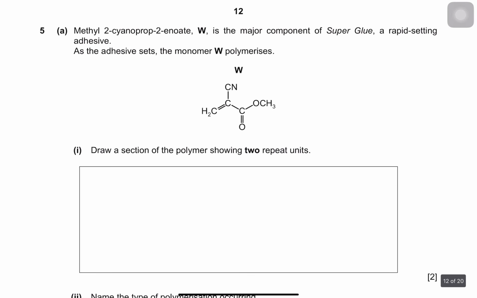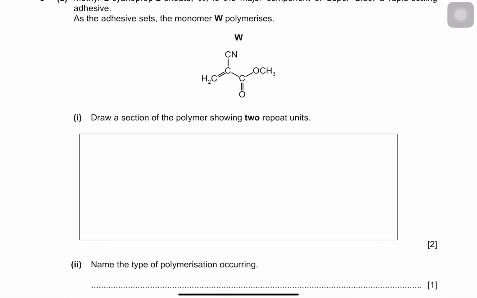Methyl 2 cyanoprop 2 enoate W is a major component of superglue or rapid setting adhesive. As the adhesive sets, the monomer W polymerizes. Draw a section of the polymer. Acha ji. So it's a polymerization reaction going on. So you have to find out because we have a carbon-carbon double bond over here. Now since we have a carbon-carbon double bond, इसका मतलब है कि we can have multiple of those reacting with each other.